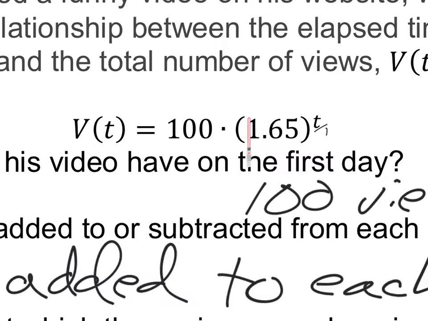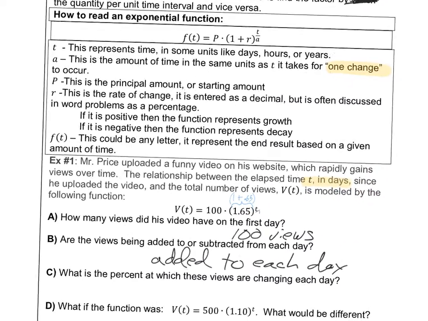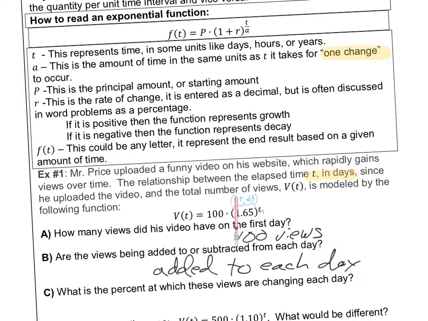If we dissect this, before we started, it was 1 plus 0.65. If we think about it in terms of how we wrote the original equation, that's 1 plus 0.65, so our r is 0.65.